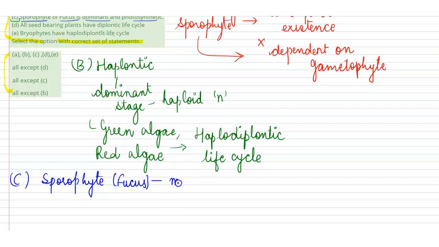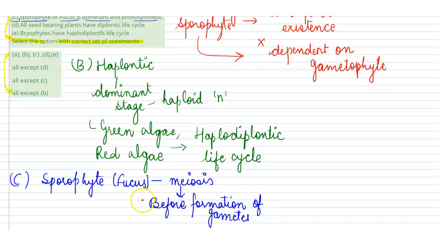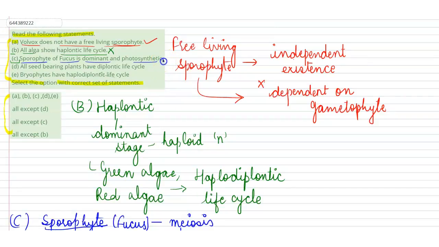The sporophyte of Fucus undergoes meiosis just before the gametes are formed. So before the formation of gametes, it undergoes meiotic cell division and leads to the formation of the gametophytic plant body, which is recessive. And this sporophyte is the photosynthetic and the major phase in the life history of Fucus. So it is photosynthetic as well as dominant in nature. Thus our statement C is also correct.